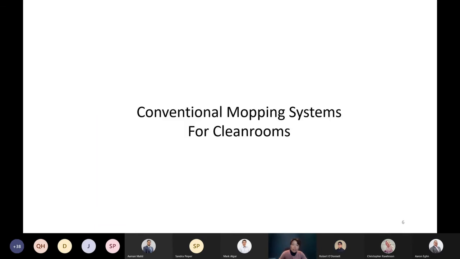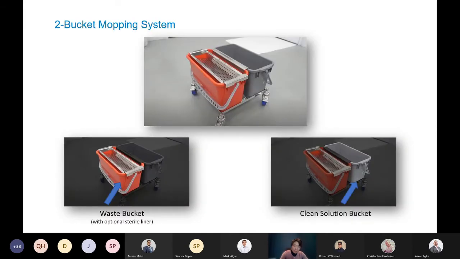So here I just want to, again, bring everybody onto the same page and look at the conventional mopping system. What are we talking about? Let's have a quick review of the process of the current mopping system. One of the most popular systems out there is something called the two-bucket mopping system. As the name indicates, the system consists of two buckets. One is for waste liquid, the other is for the cleaning solution. And usually there's a sieve or a wringer that sits in between the two buckets to wring the mop.